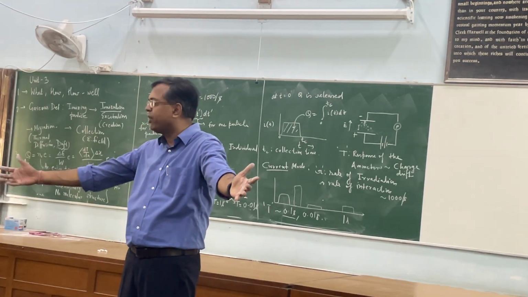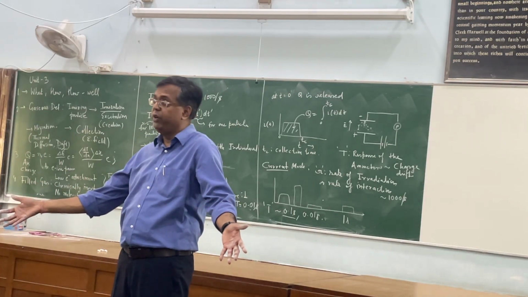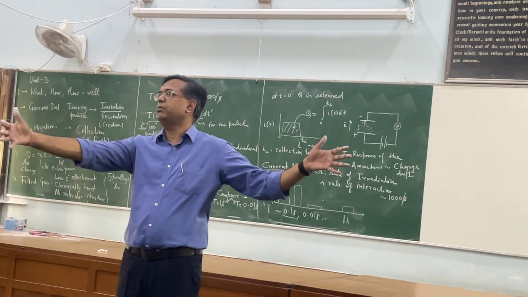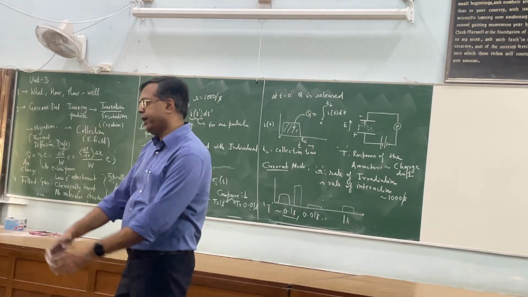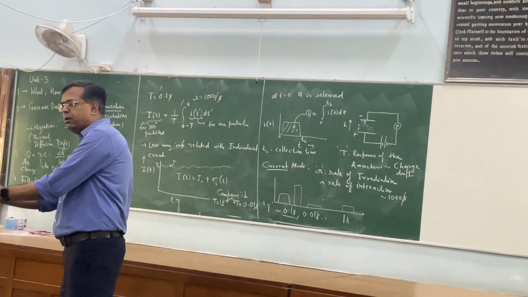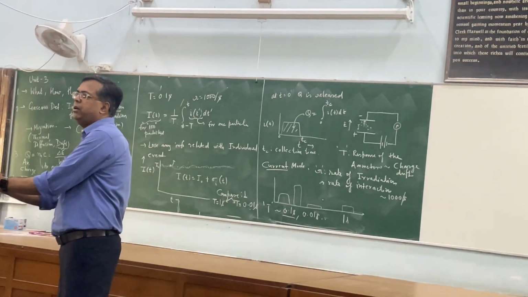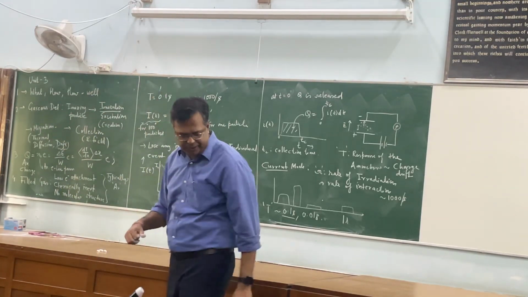How many is it going to average over? Oh, in 1 second there are 1000 events. So I am now going to average over 1000 such charges or currents. When the response time is 0.01 second, I am going to average over only 10 such. What do you think is going to be seen in this?